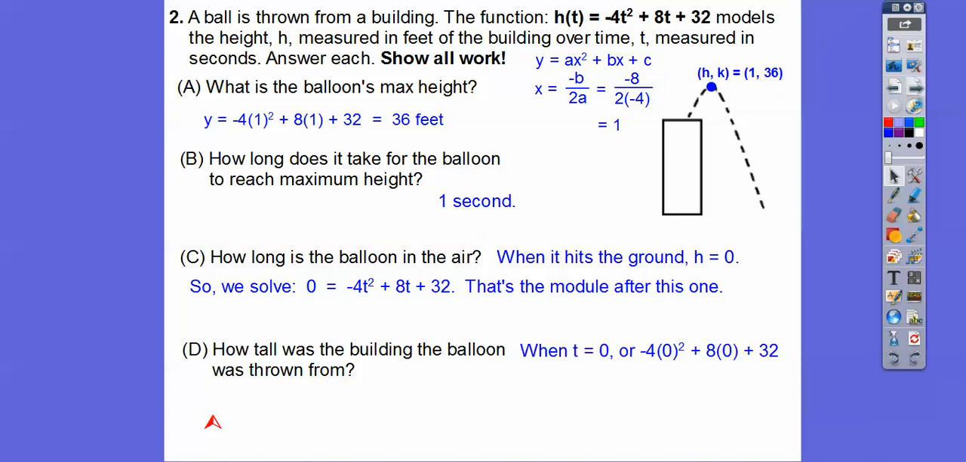So how tall was the building? Well, that's before we threw it, when the time was 0. So I just plugged in 0 up here. So the time is 0. So 32 feet. That's how tall that building is, 32 feet.